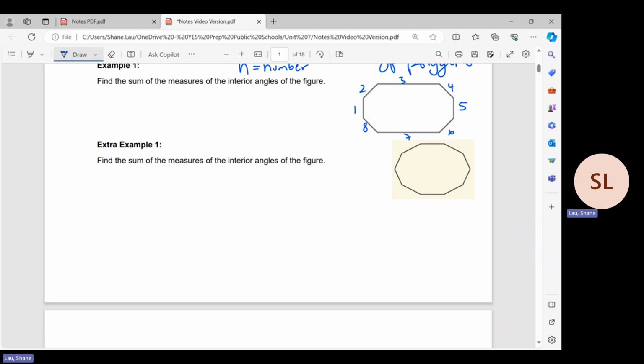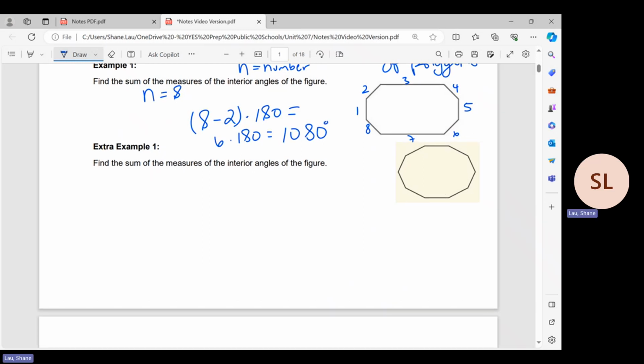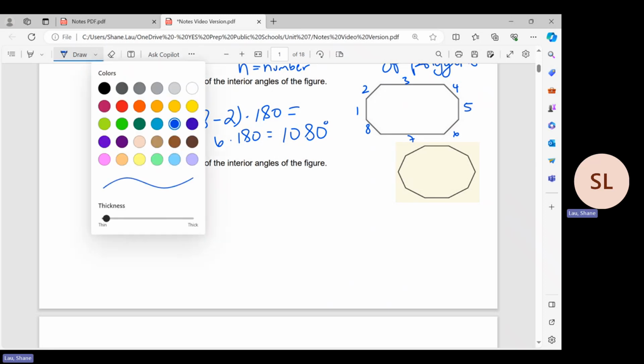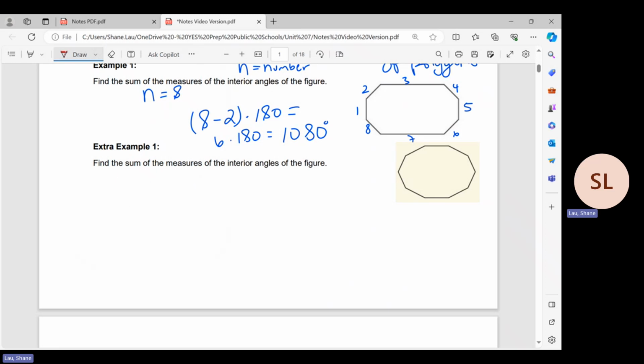And so because we have n equals 8, then we're going to plug that into our equation. So 8 minus 2 times 180 equals some degree measure. We don't know, but we'll do that math. We get 6 times 180, and that's going to give us 1080 for our degree measure. Okay. Because this is an 8-sided figure, this is what we call an octagon.